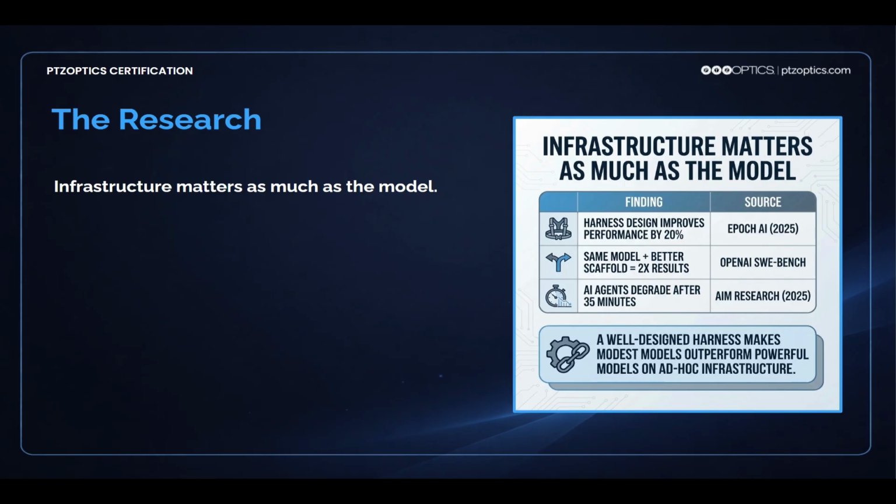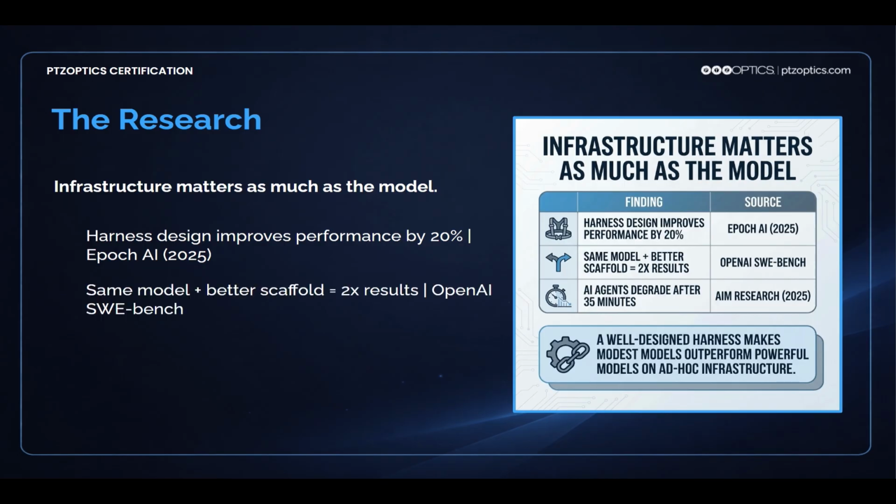All of these things you can provide up front so that the agents are always working within that framework that you define. And so some of the early results from Epic AI say that the harness design can improve overall performance by 20%. OpenAI is saying that the same model with a better scaffold, which is just another word for a harness, can get you up to 2x. And AI agents start to degrade over time, meaning you give them a goal, they start to go execute it, but then they start to get lost. And that's going to improve over time.